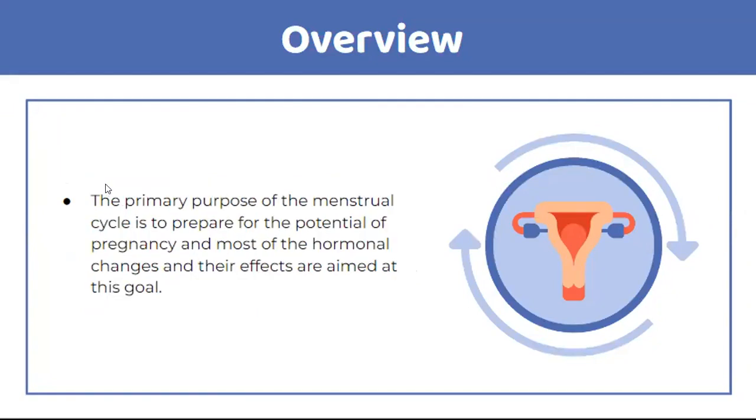So what is the main purpose of the menstrual cycle? It is to prepare a female for pregnancy. Most of the hormonal changes and their effects are aimed at this particular goal itself.